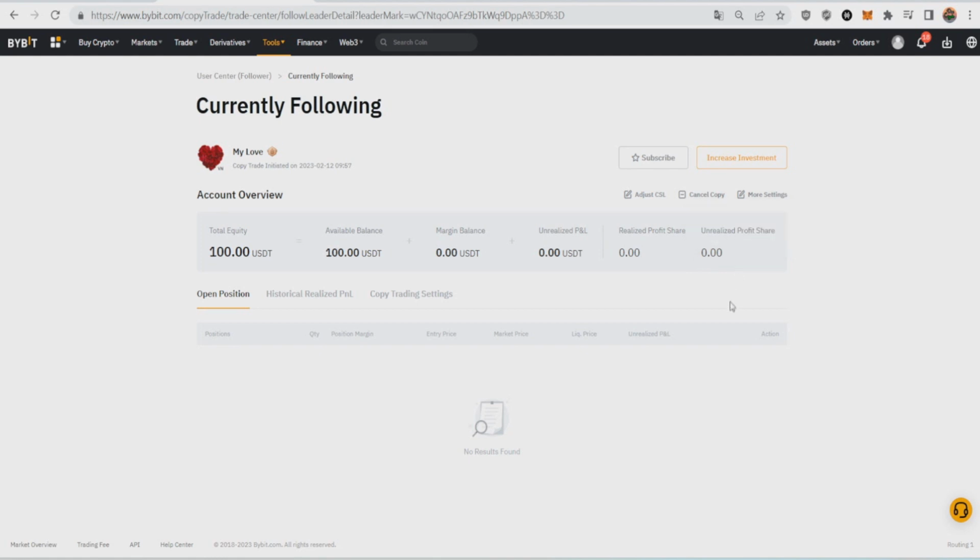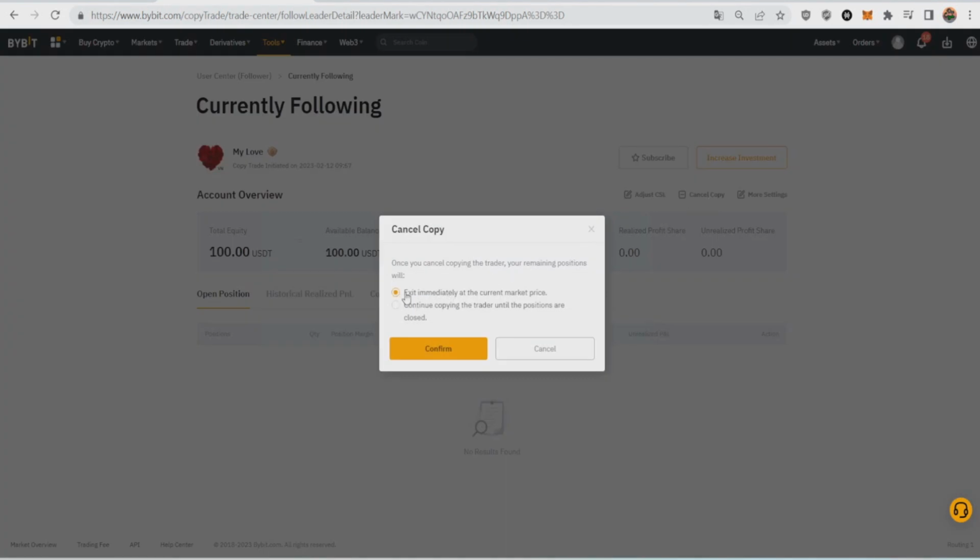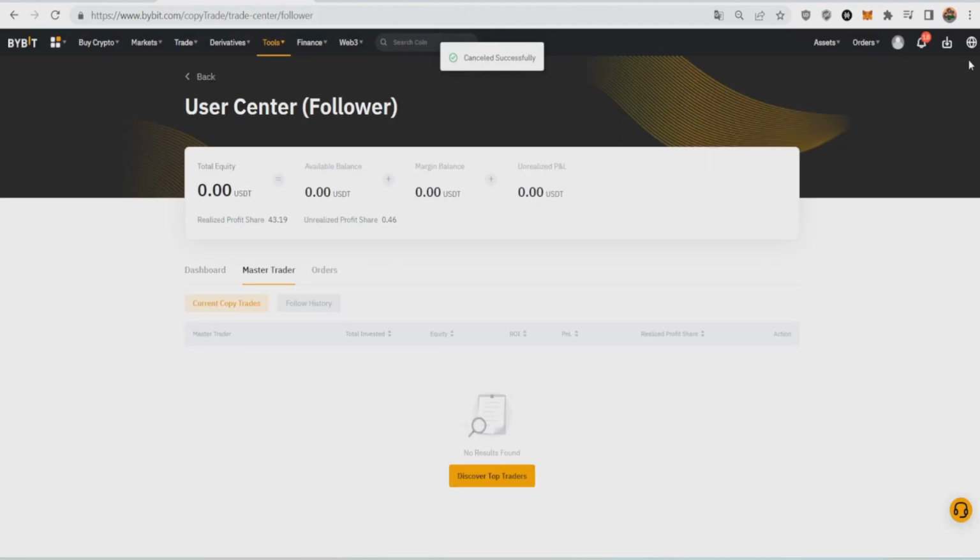Then the next question is, how do you cancel copy? So still on the screen, you just click on cancel. And what you want to do, if you want to have your money back, is exit immediately at the current price. Because if you continue copying a trader, you will only get your money once every trade is closed. So just click here on exit at current market price, and you will see that you will leave the master, and all your assets will be transferred to your funding account.